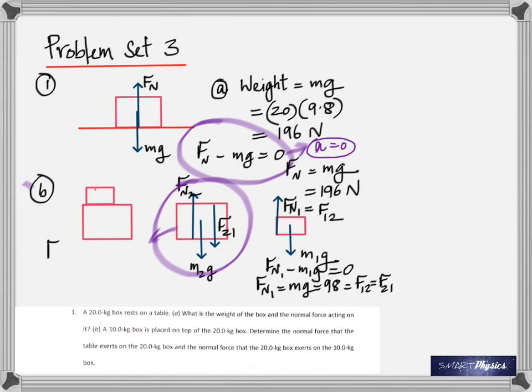Is that right? Okay. So when you go back to this diagram, you already know F21 because F21 is the same as F12. Okay. Therefore, now looking at this diagram, Fn2 minus M2G minus F21 is 0. Let me stop it right there. Does that make sense?